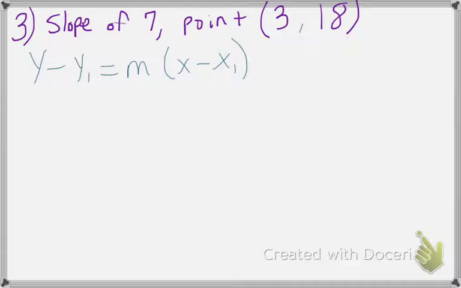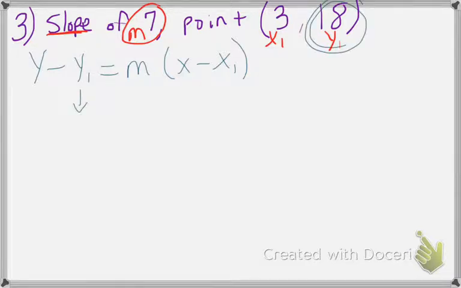Now remember, slope is really the m. So that 7 is the m. And this point is really x1, y1. Now we can just substitute everything back in. y1 is over here, 18. m is right there, 7. And x1 is 3.